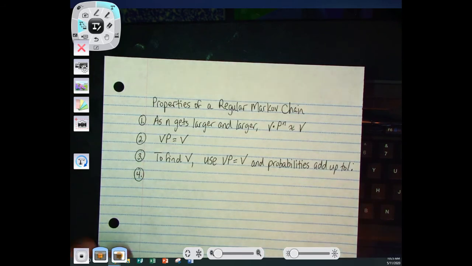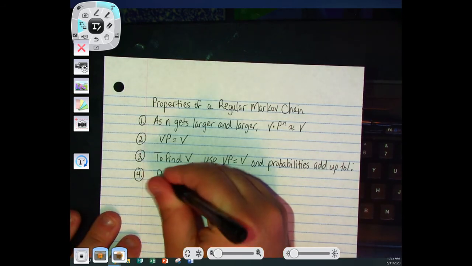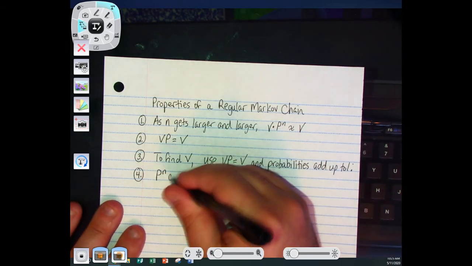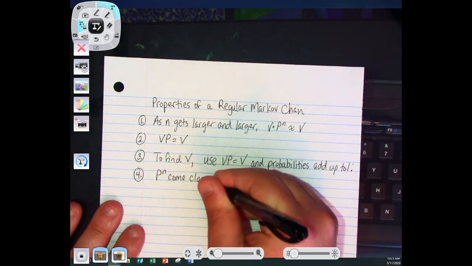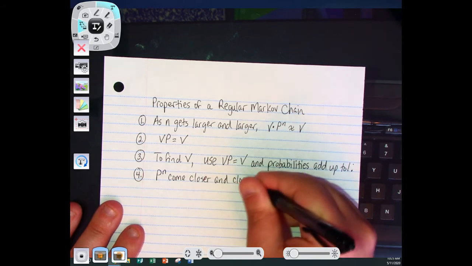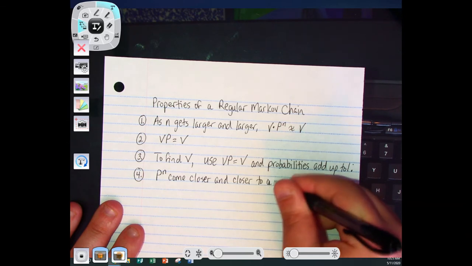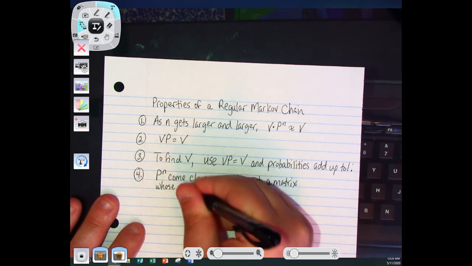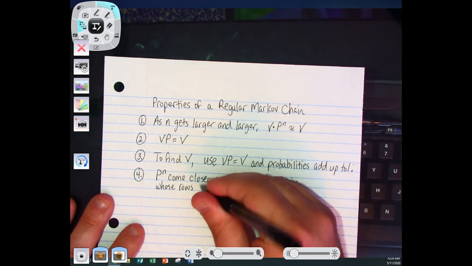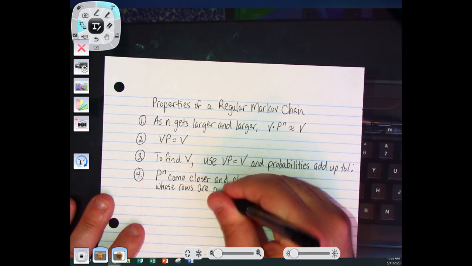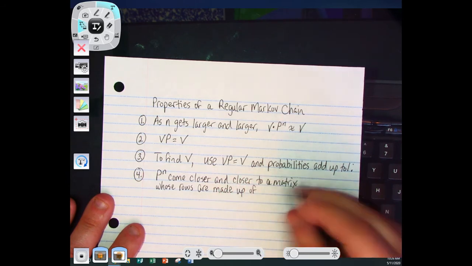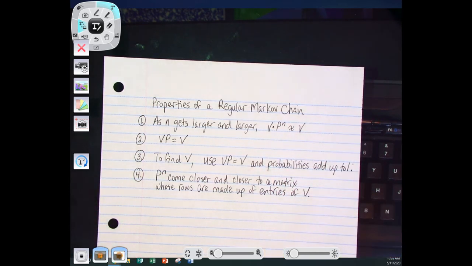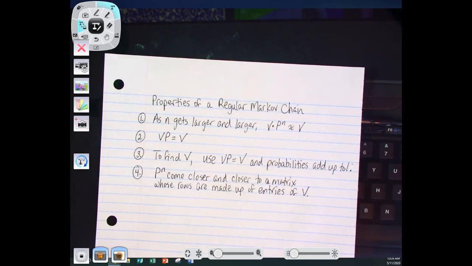And then, last but not least, we know that the powers of p to the n come closer and closer to a matrix whose rows are made up of the entries of v. So those are the properties of a regular Markov chain. Okay.